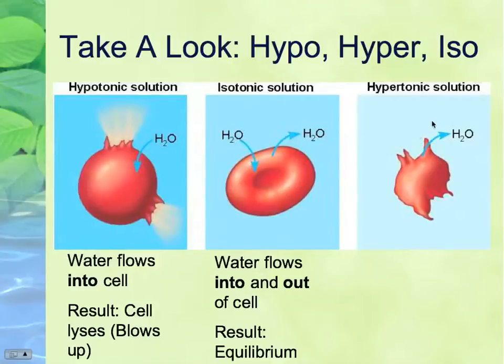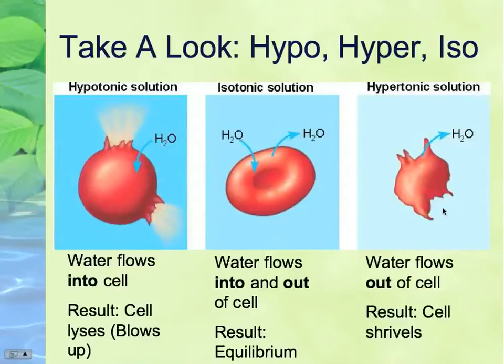Finally, if we put a cell in a hypertonic solution, let's say a 20% salt solution, well, that means that there is more water inside the cell in terms of concentration than there is outside. That means there's a higher concentration of water in the cell than there is outside, which means water is going to move out. As the water moves out, the cell literally dehydrates, causing the cell to shrivel up. Okay? And that is what we call plasmolysis. The cell starts to shrivel up on itself and shrinks to nothingness.